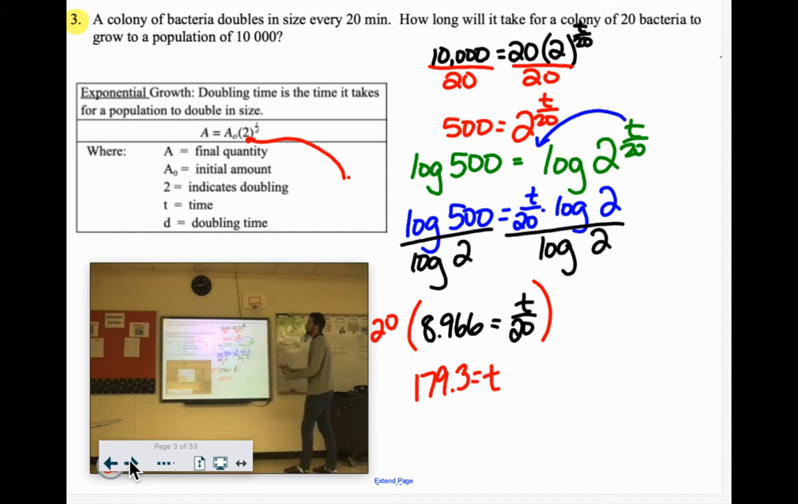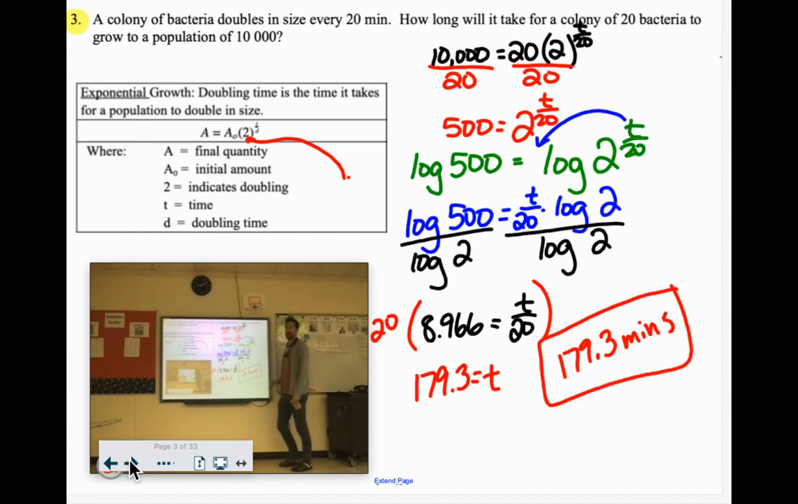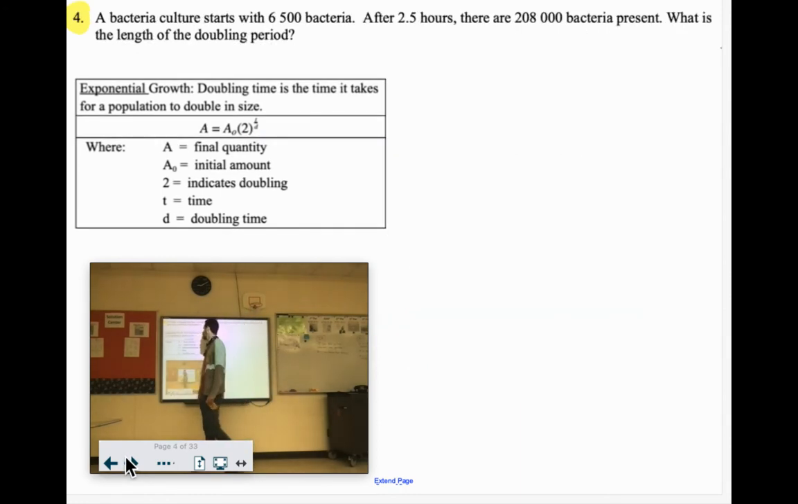We're talking about minutes, so we could say 179.3 minutes, which is basically 3 hours, right? 3 hours would be 180 minutes. So this is pretty darn close to 3 hours. Wow, that's pretty quick.